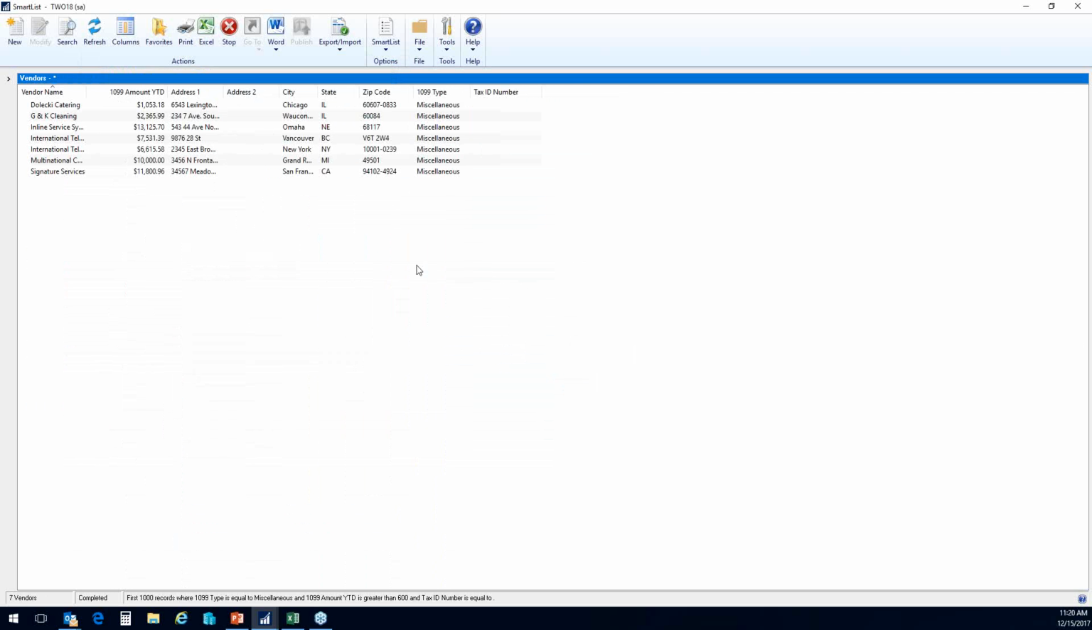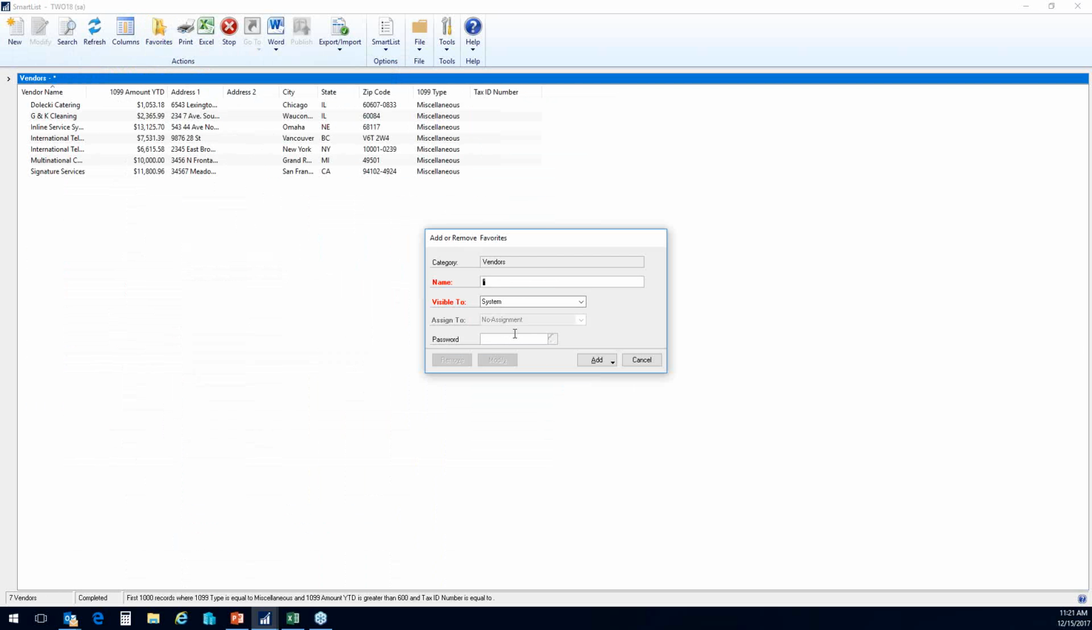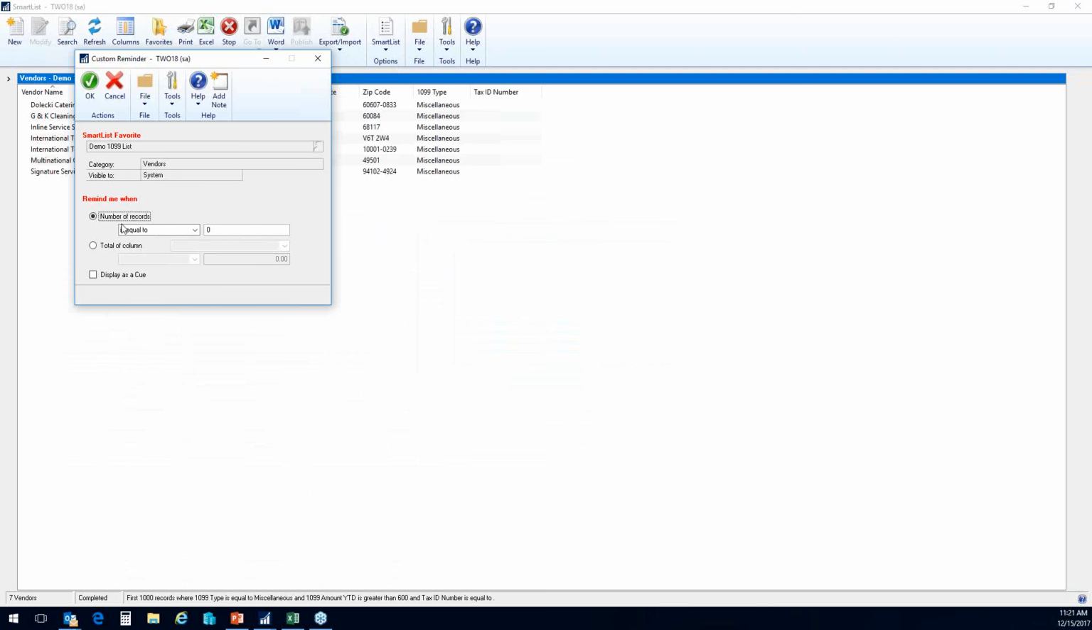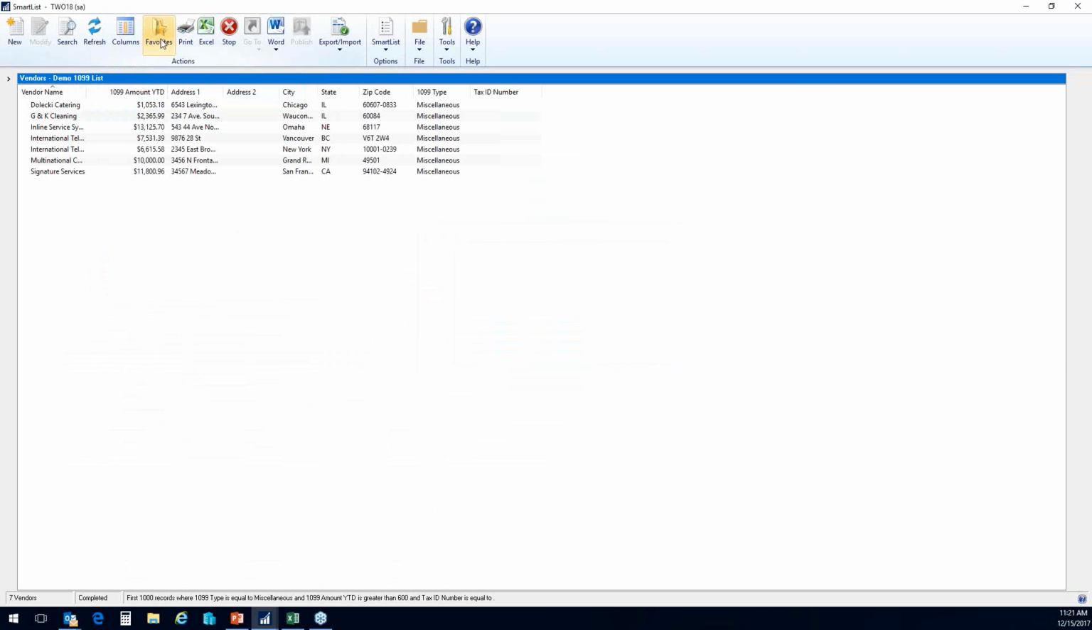And so, well, I need to monitor this now because I've identified the problems, but I want to know when these are no longer problems. So I'm going to create a favorite, and we'll just call it Demo 1099 list. And I'm going to make that available to everybody in the system, so everybody would be able to come in and look at that, not just me. But I want to set a reminder on my home page, and I want that reminder to show up if the number of records, so if there's anybody that is on the list, if the number of records is greater than 0. And so that at the same time creates a favorite.